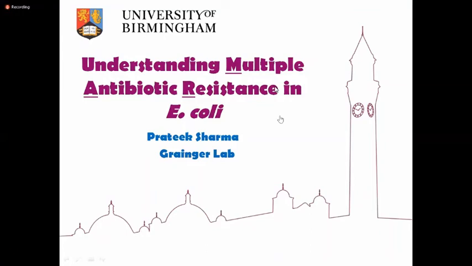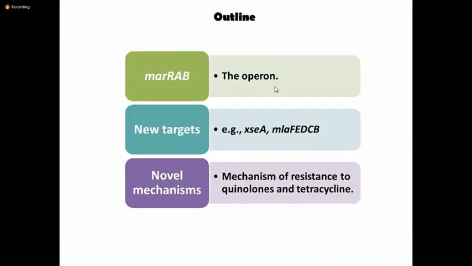So before going any further, I would like to give you a brief outline of my talk. First, I'll introduce the MAR-RAB operon that encodes a transcriptional activator, MAR-A. Second, I'll tell you about the new targets that we found by a method known as ChIP-seq. In particular, I'll be talking about AXS-A and MLA-FEDCB. And finally, I will show you some novel mechanisms of resistance to quinolones and tetracyclines.